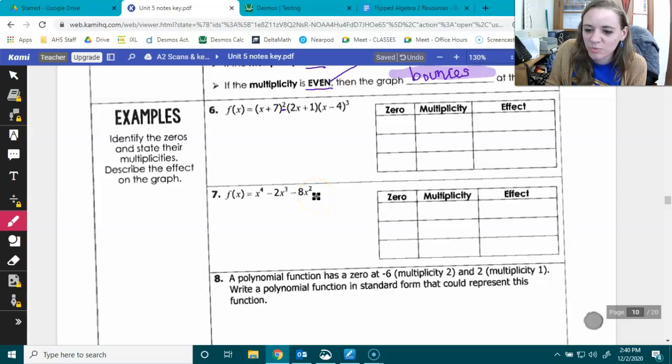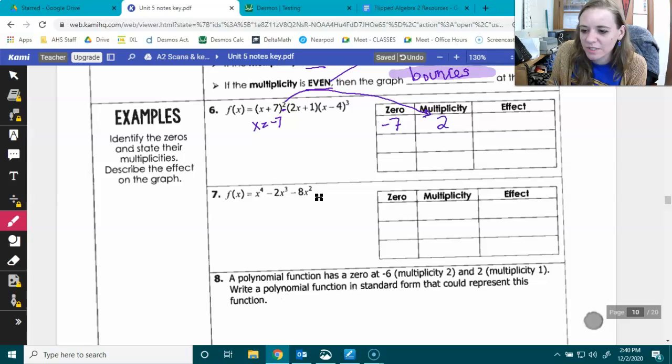That squared is super important. So here, I know what number would make this factor 0. The opposite, right? Opposite of plus 7 is negative 7. So x equals negative 7. And then I have 2 of them. So I'll just go ahead and fill it in. So I got negative 7. And then because of the x squared, I'm going to put a 2 right here.